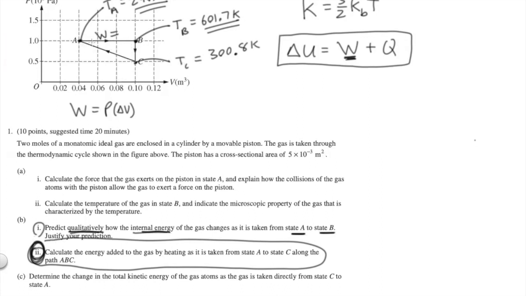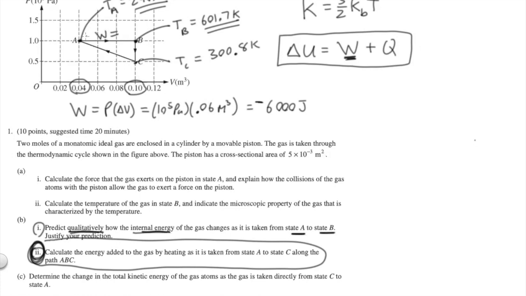If you would have calculated the area just inside the triangle, that would have been the net work for the whole system, for the whole cycle. Okay, so here's the calculation. The pressure from A to B is 10 to the 5th pascals. The change in volume from A to B, from 0.04 to 0.1, is 0.06 cubic meters. So this gives a work of 6,000 joules, which is negative. We want to make that negative.